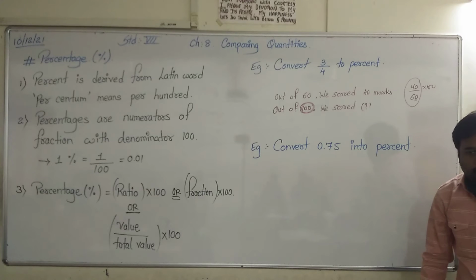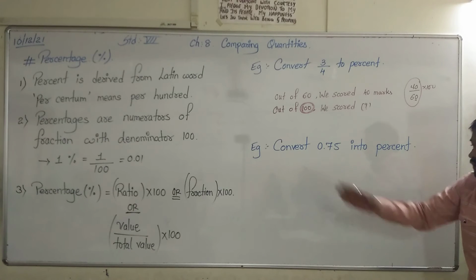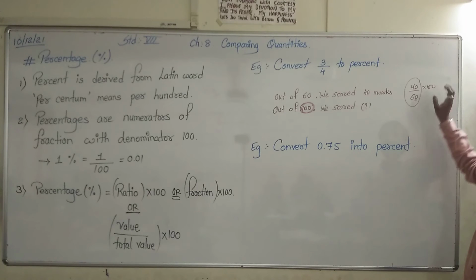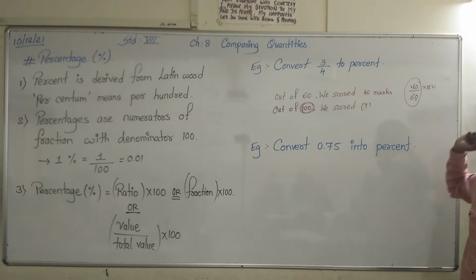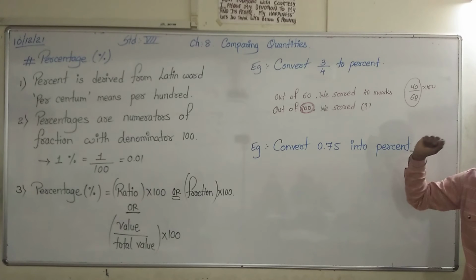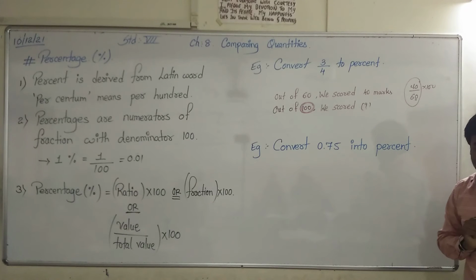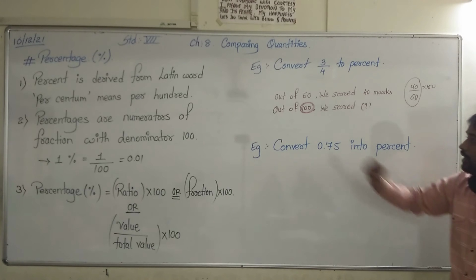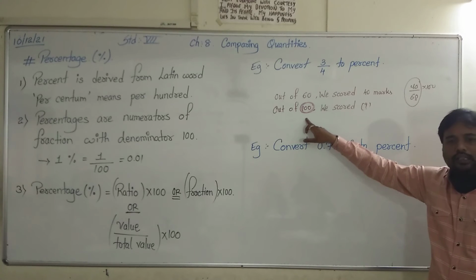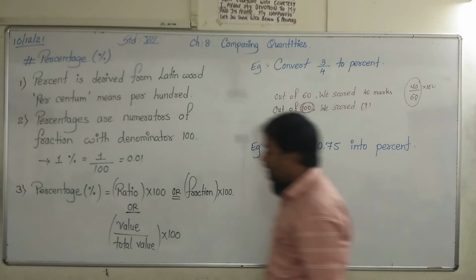Did you understand how to find percentage? The ratio, the fraction, the value is multiplied by 100. When do we multiply by 100? Whenever we obtain percentage, because it always deals with 100. Percentage deals with what? Obviously 100. Right? Is it clear?